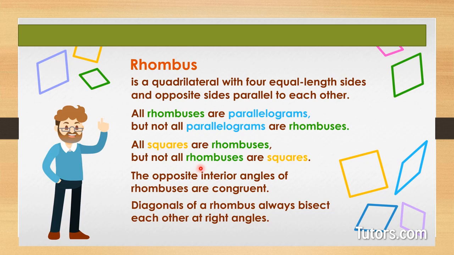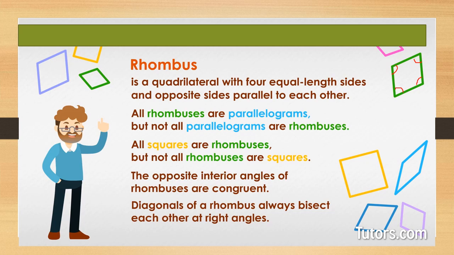But not all rhombuses are square. Yes, children? The properties of a rhombus: the opposite interior angles of a rhombus are congruent. That means these two angles are equal and these two angles are equal.